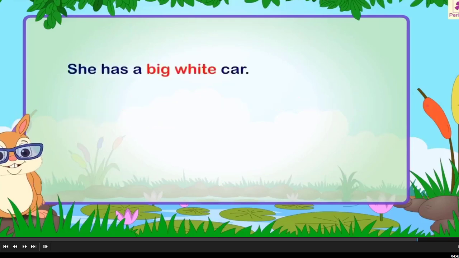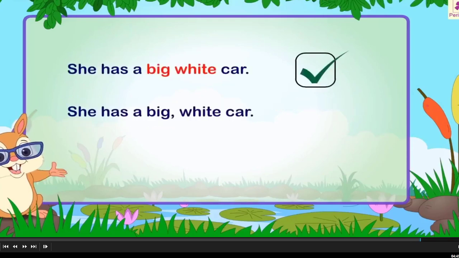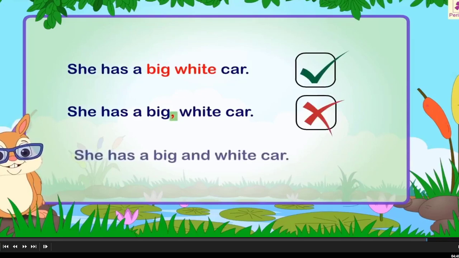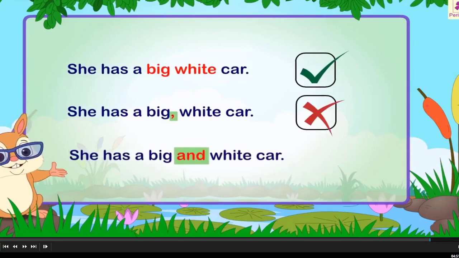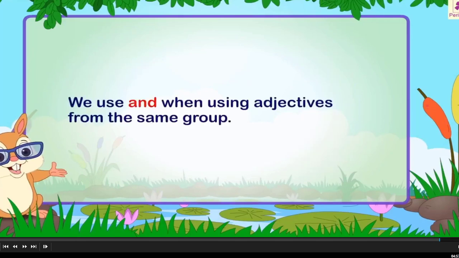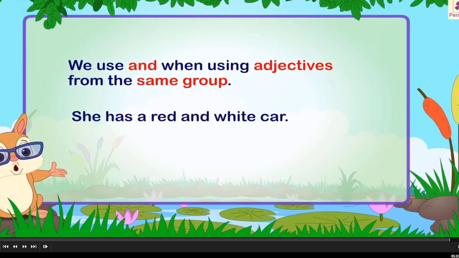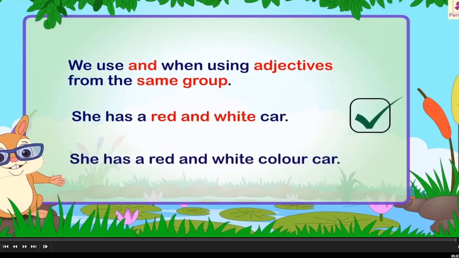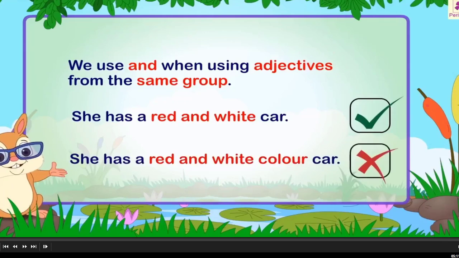For example, she has a big white car. Incorrect. She has a big and white car. Incorrect. We use and when using adjectives from the same group. For example, she has a red and white car. Correct. She has a red and white color car. Incorrect.